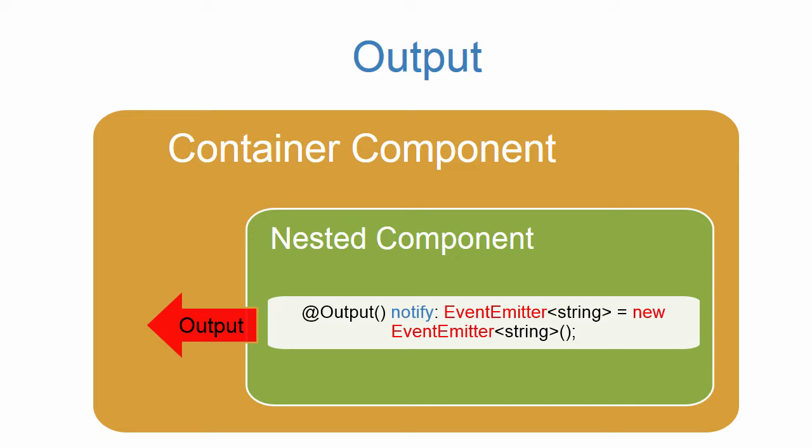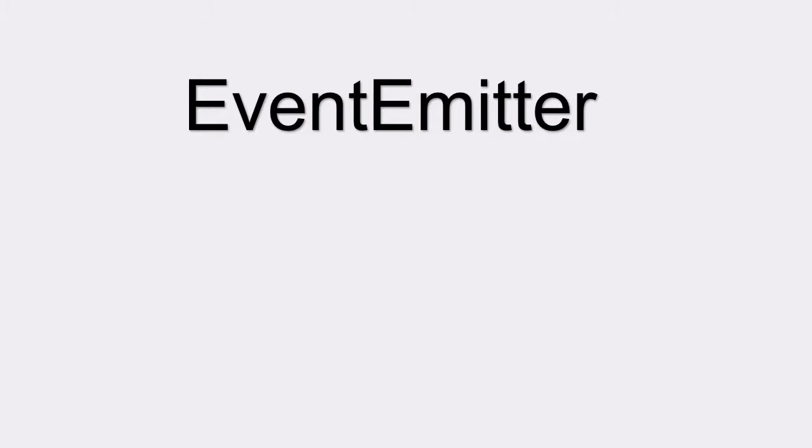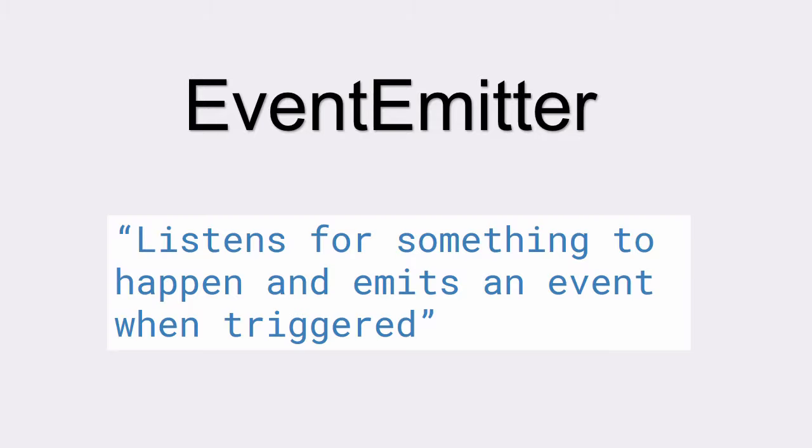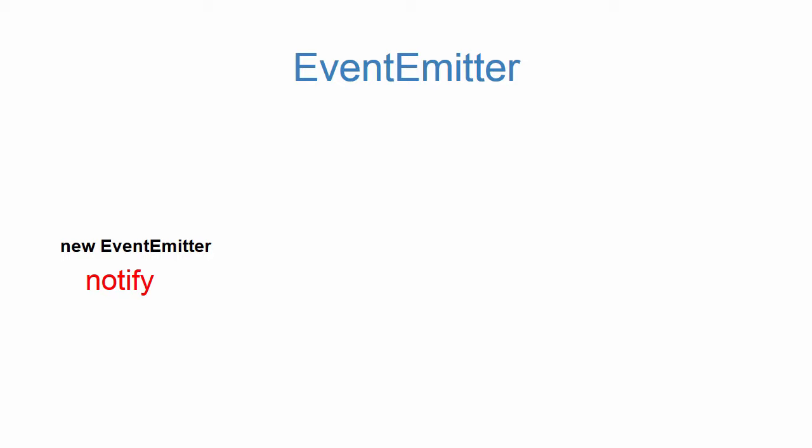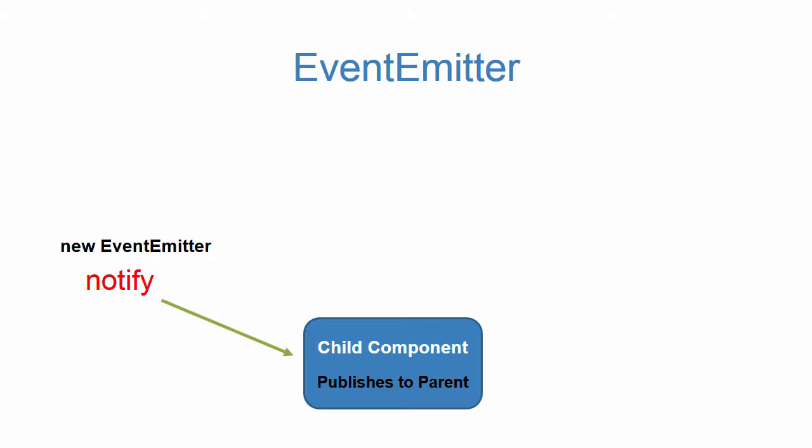So let's dissect this a little bit. An event emitter is an object that listens for something to happen and then publishes an event when triggered. This is what's known as the observer pattern. So say we create a new event emitter named notify in our child component. Now, our child component has become a publisher and is going to be used to send data up to its parent using the emit method.